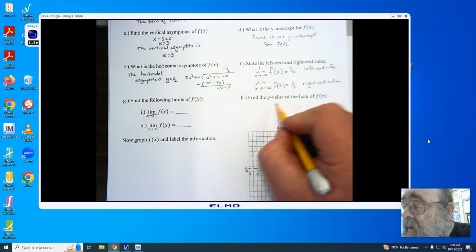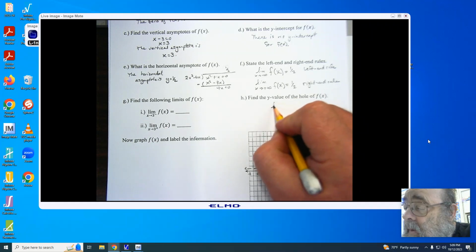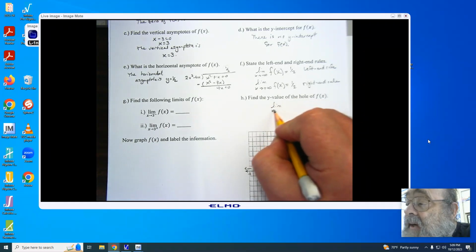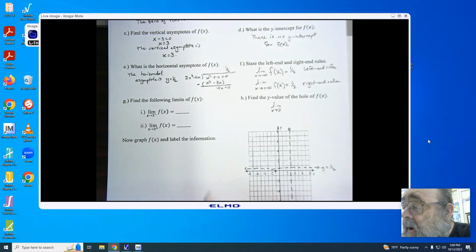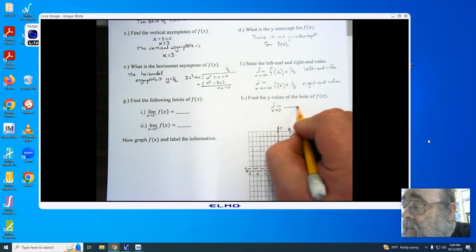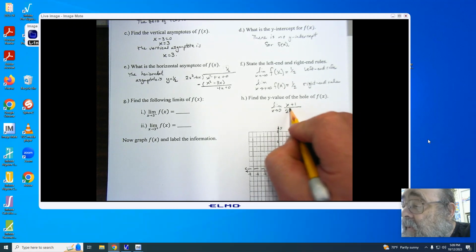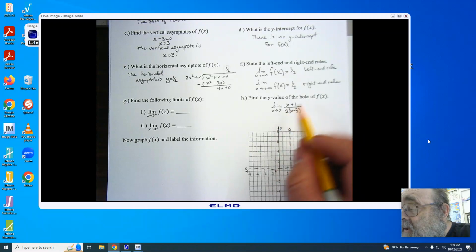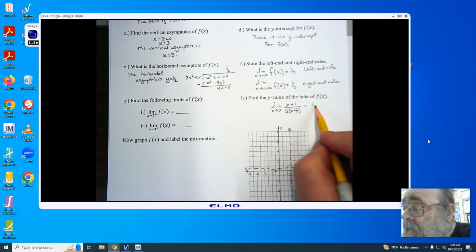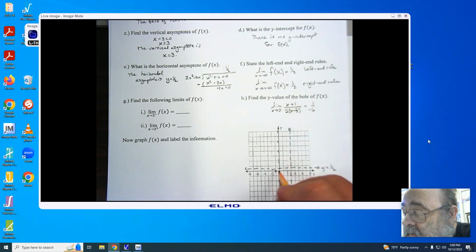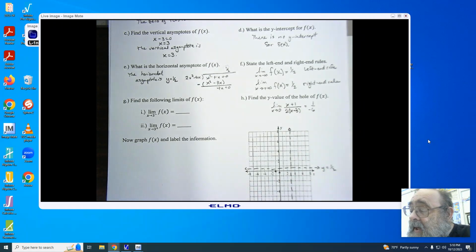Now, in order to find the y value of the hole, we're going to take the limit as x approaches that x value 0 for the polynomial without the x. All right, so we want the factored form that has been reduced. Now, when I plug in a 0, I get 1 over -6. And so we have a point right there, and that point is 0, -1/6.